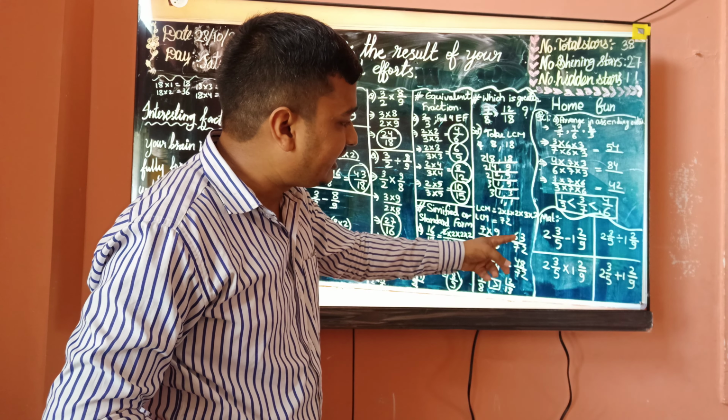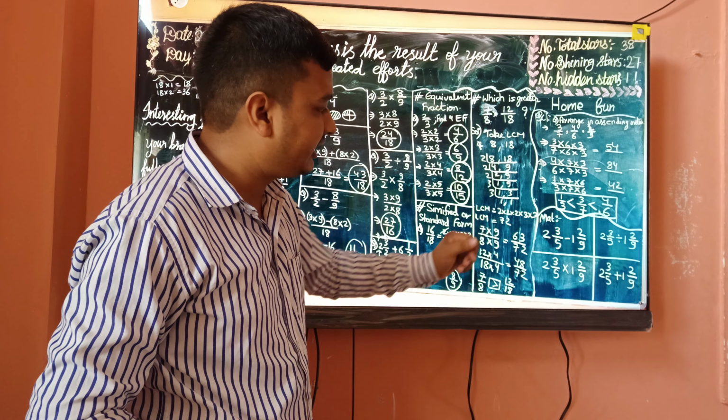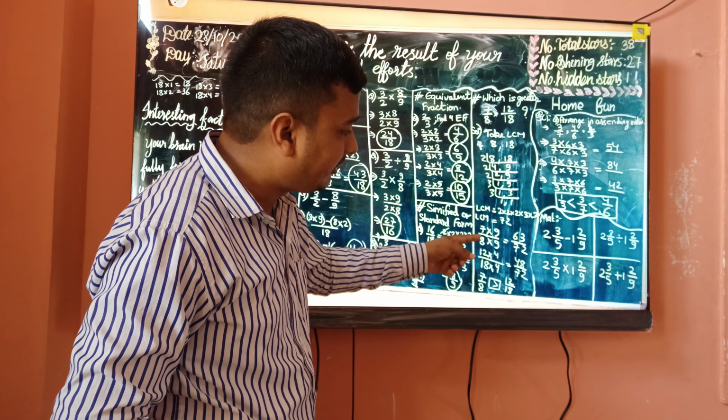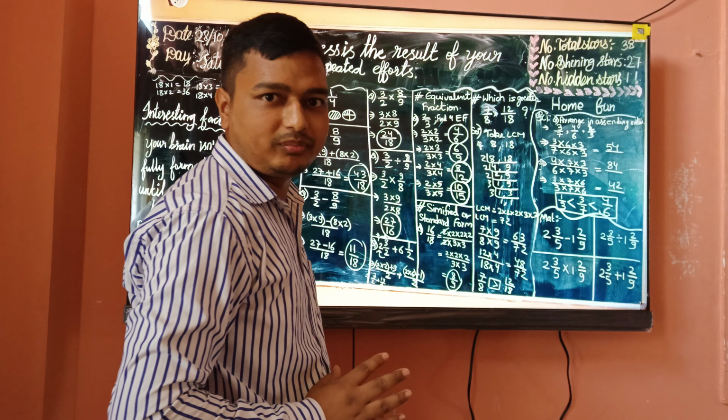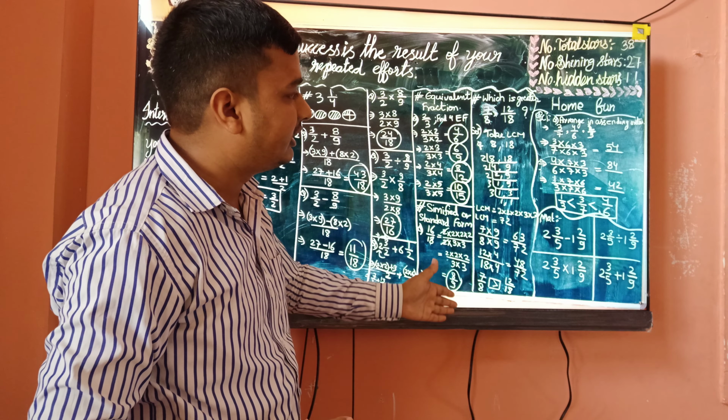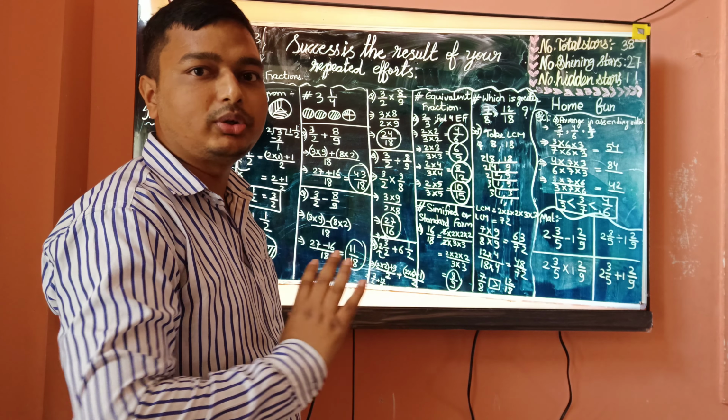Now you tell me which one is greater, 63 or 48? 63 is greater. Now what is the fraction? 7 by 8. So I can write 7 by 8 is greater than 12 by 18. This is the process to find out which number is greater. Like that, any question will come, you can solve it.